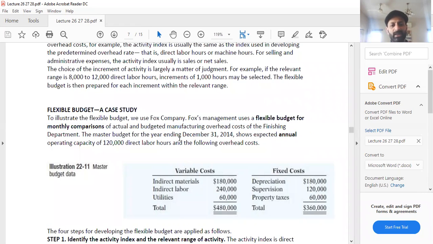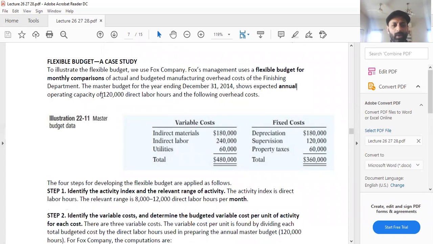The master budget for the year ending shows expected annual operating capacity of 120,000 direct labor hours and the following overhead rates. Now, what does this 120,000 direct labor hours mean? It means कि आपका ये जो master budget data था, it was based on this level of activity. जो आपकी variable cost थी indirect material 180,000 के, this indirect material cost was based on the operating capacity of 120,000 direct labor hours. And इसके साथ साथ they have also given you the fixed cost.